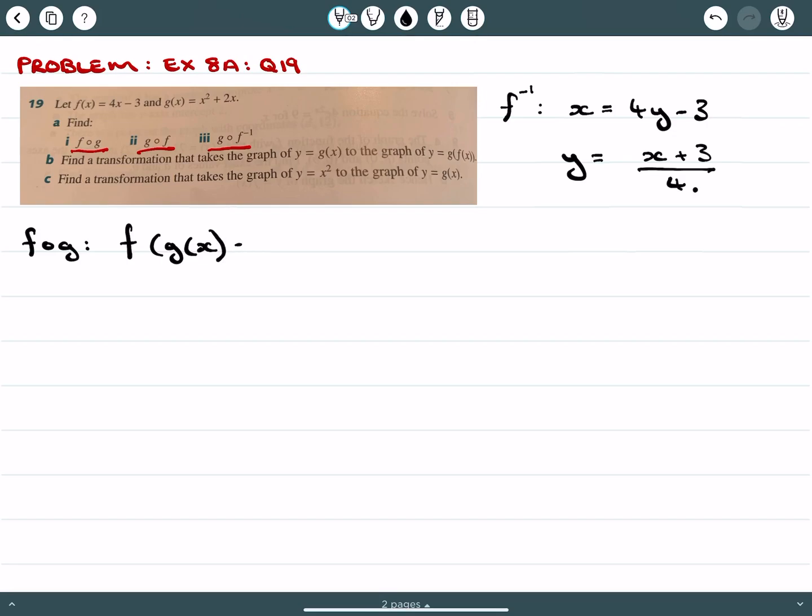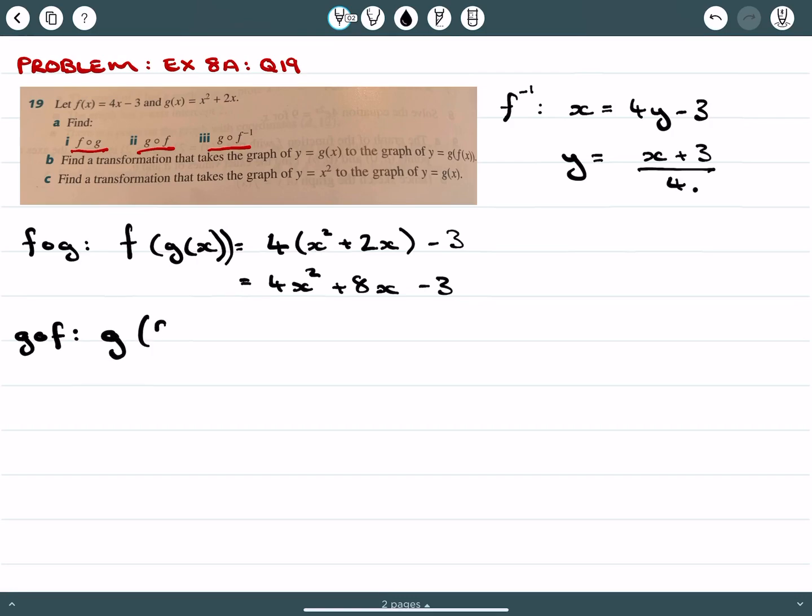Therefore, if we look at f of g, this is f(g(x)), and this will equal 4(x squared plus 2x) minus 3, and we'll expand this out: 4x squared plus 8x minus 3, and that's our answer for f(g(x)).